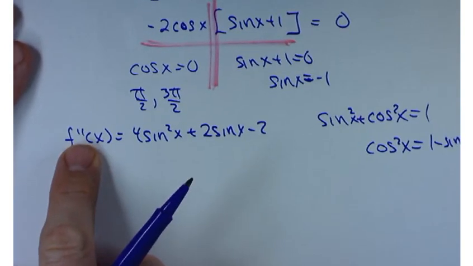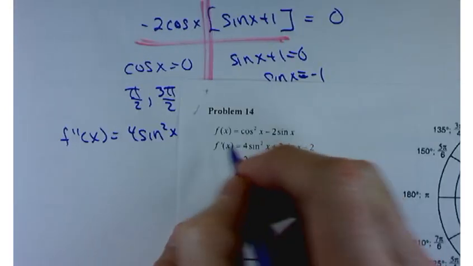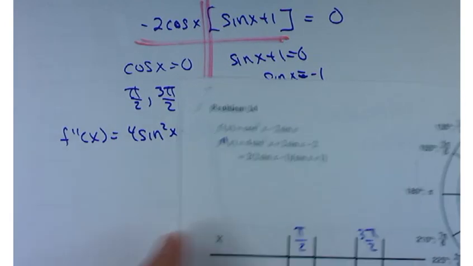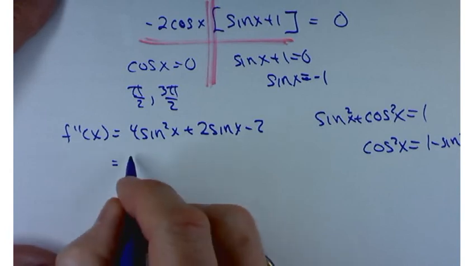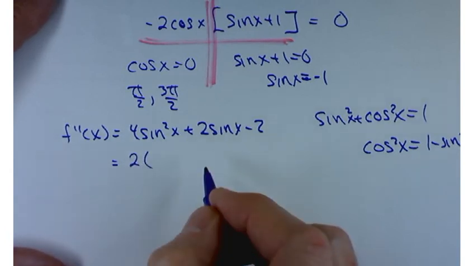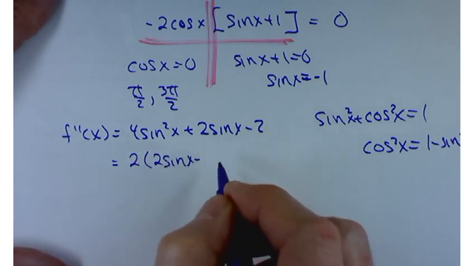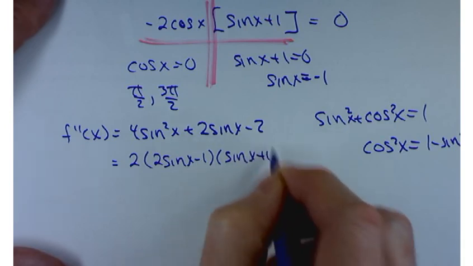Now, if you factor out the 2, that's what I got here, F double prime. Oh, on the handout, all right, thank you. Yeah, this should be F double prime. Thank you. So, if you factor out the 2, the rest of it can factor as 2 times 2 sine of x minus 1 times sine of x plus 1.